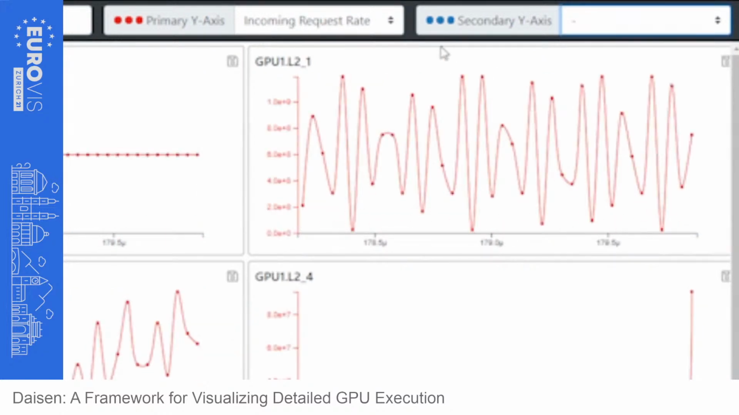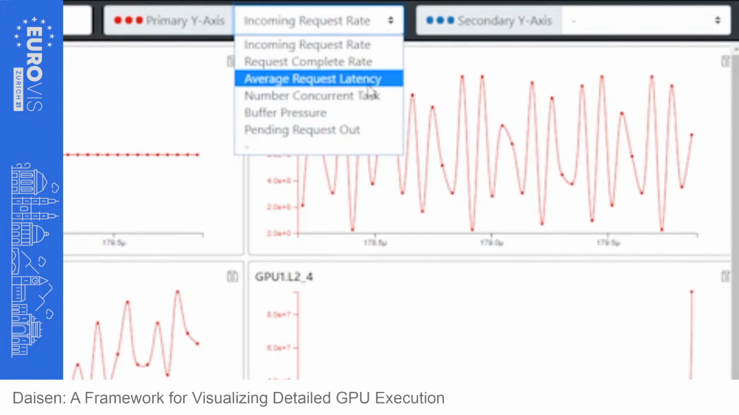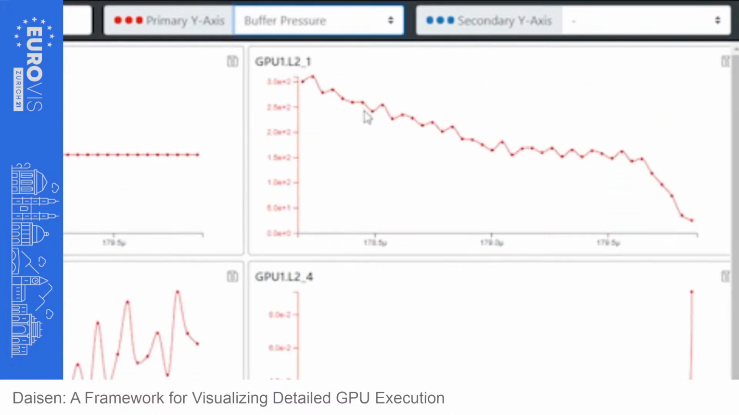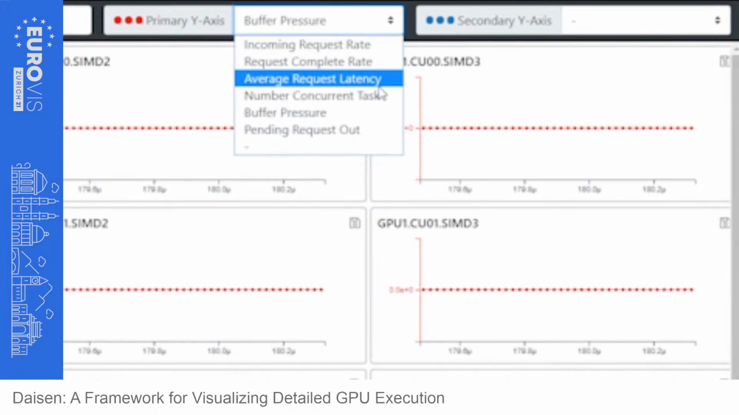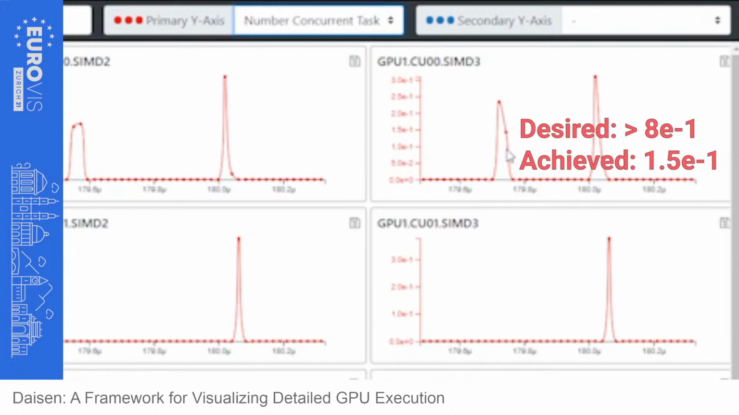The metrics provided by Daisen are general and can carry rich information. For example, using the buffer pressure metric, we can see that there are a large number of requests waiting in the buffer of the L1 cache. By using the metric called the number of concurrent tasks, we can see that the utilization of this SIMD unit is only 15%, which is under the design value.